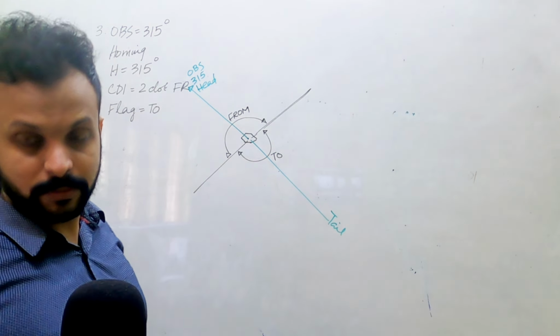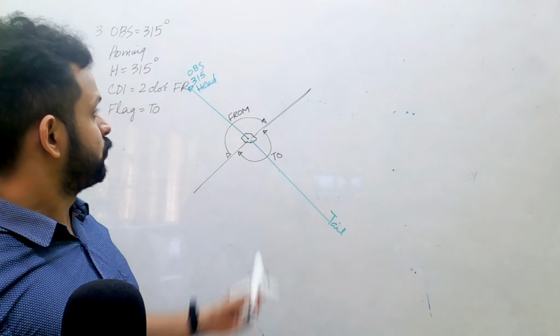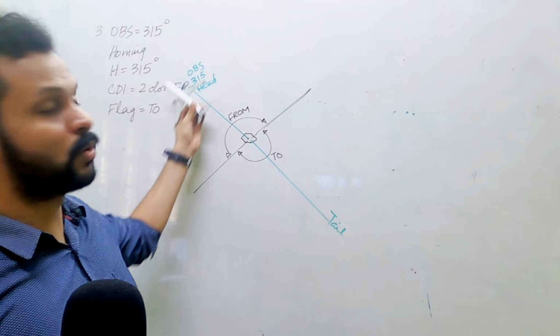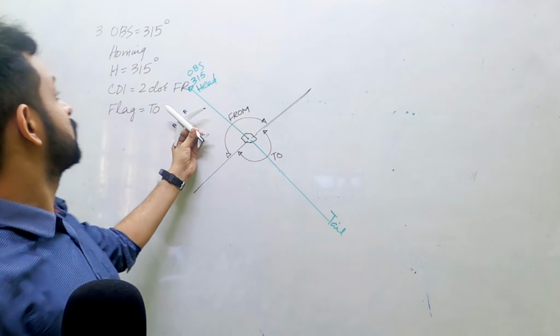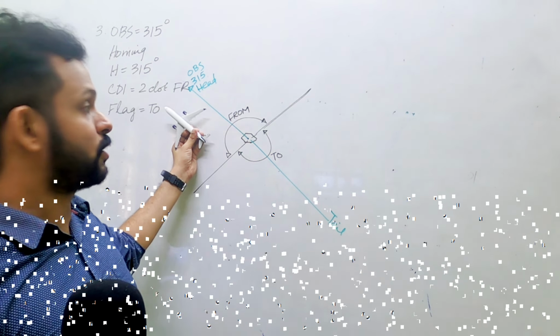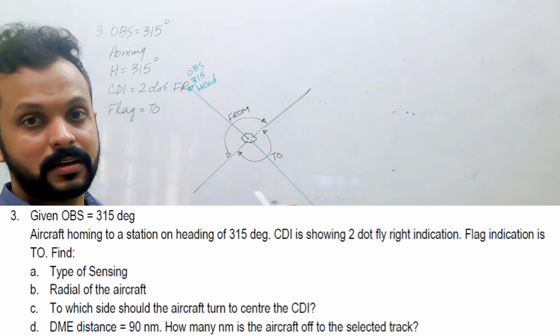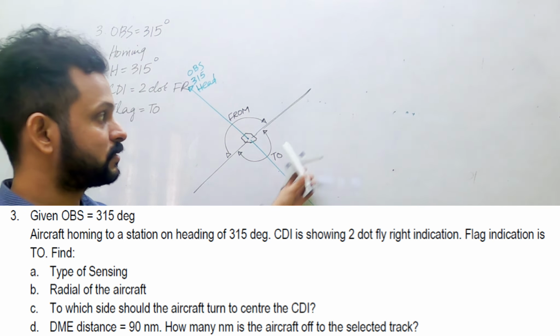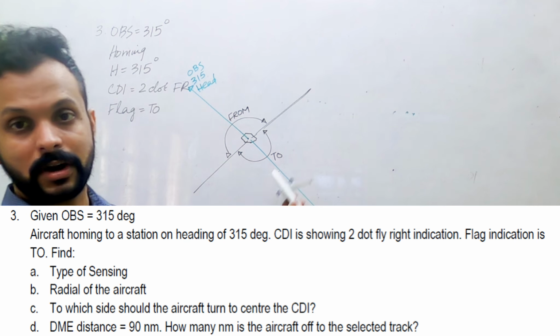The mistake which happened in your case was that you probably fixed the aircraft on the heading of 315 somewhere in this zone, and therefore now it is not wrong. Only thing is you won't be homing to the station anymore. You're moving away from the station. That makes a lot of difference. So the aircraft has to be somewhere here on any radial, but somewhere within the southeast of these perpendicular radials. It should be here.